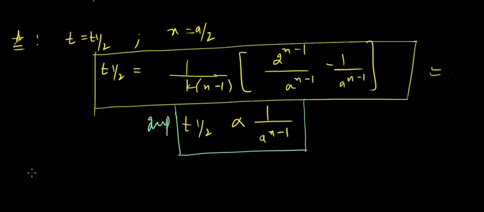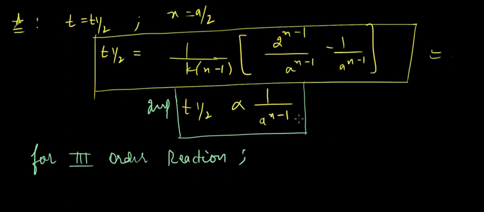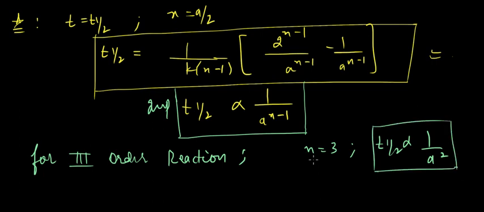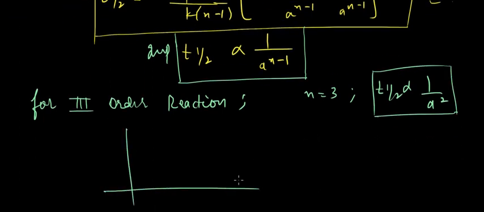So for a third order reaction, for example, n equals 3, we can write t half is inversely proportional to a square. And if we draw the graph of t half of a third order reaction with 1 upon a square, then this would be a straight line.